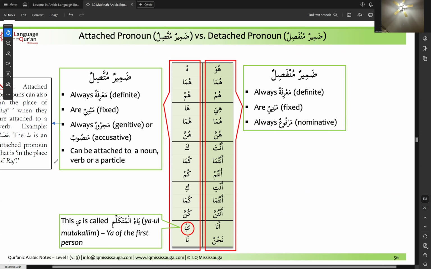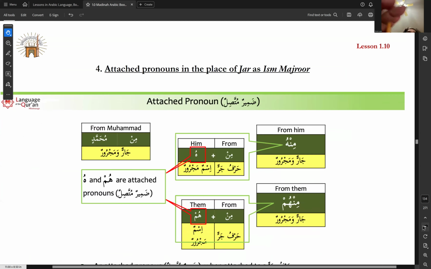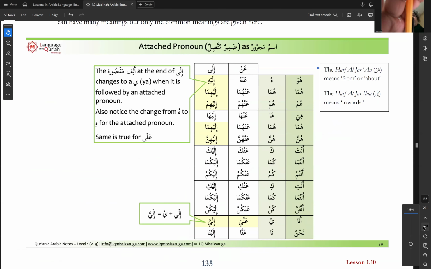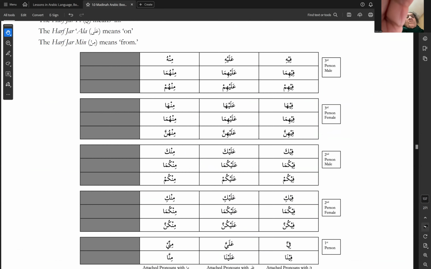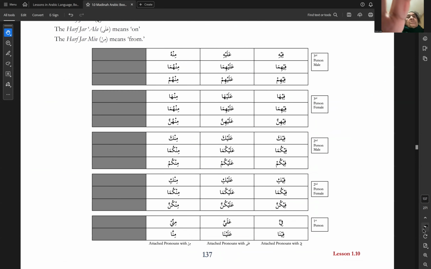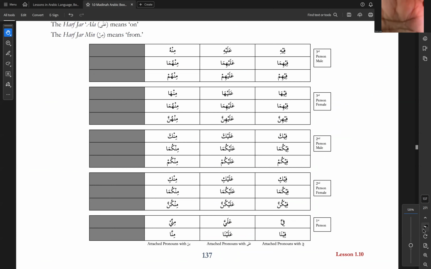Okay. So I will give you this. If you want, you can take a picture of that, but we'll go over this again. These are just some examples of using the words fi and ala and min when you are putting the dama'ir, the pronouns, at the end of the words. So for example, ha will turn into fihi, and we'll go into that in more detail next time because we're running out of time here for Isha.